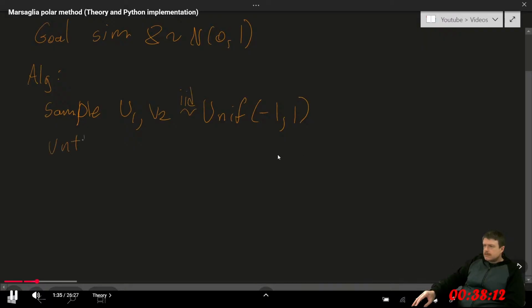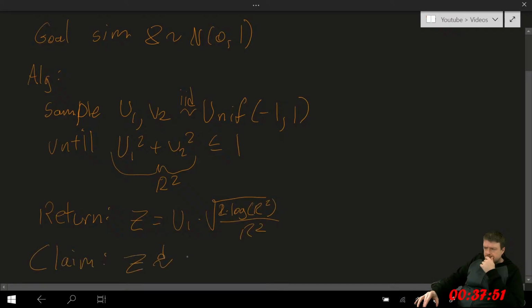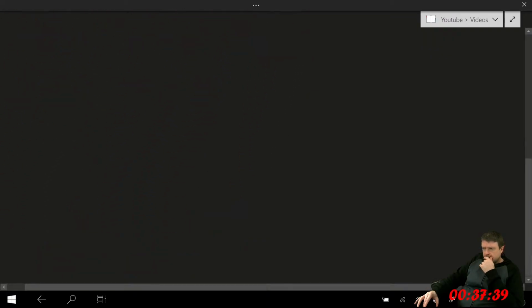Distributed uniform, until U1 squared plus U2 squared is less than or equal to 1, and we call this r squared. Then we return z equal to U1 times the square root of minus 2 times the logarithm of r squared divided by r squared. Then I claim this, and this is what I want to prove, that z has the same distribution as x. So that is, z should be standard normal. And this is far from clear, and this is going to be a long video because there's a lot of theory going into proving this. But finally, in the end, I will go to a Python example where I show that it works in practice.